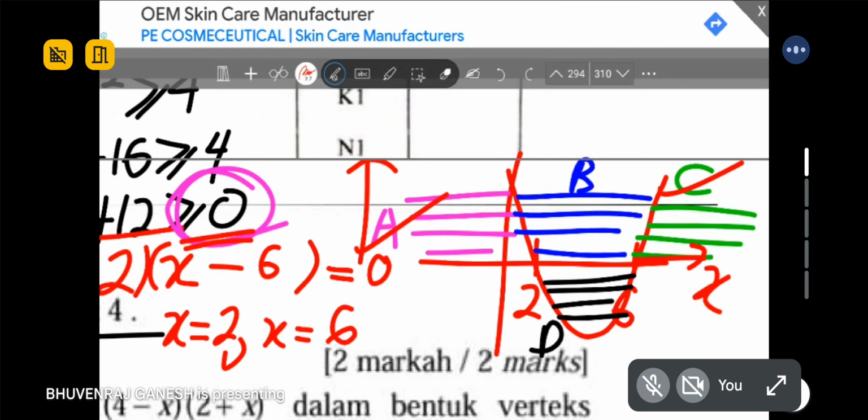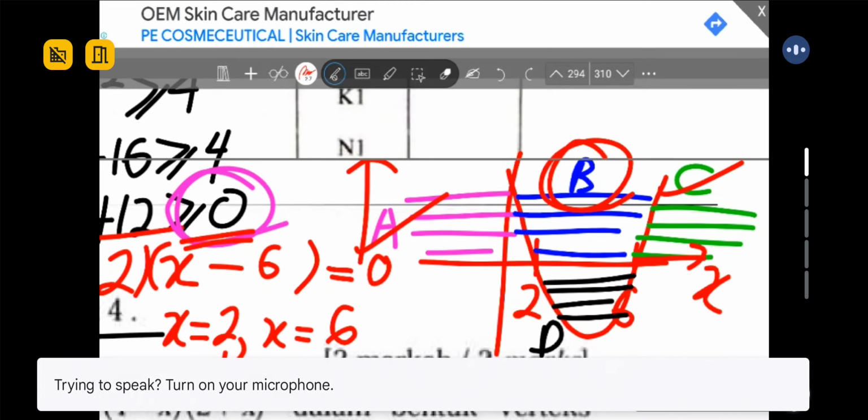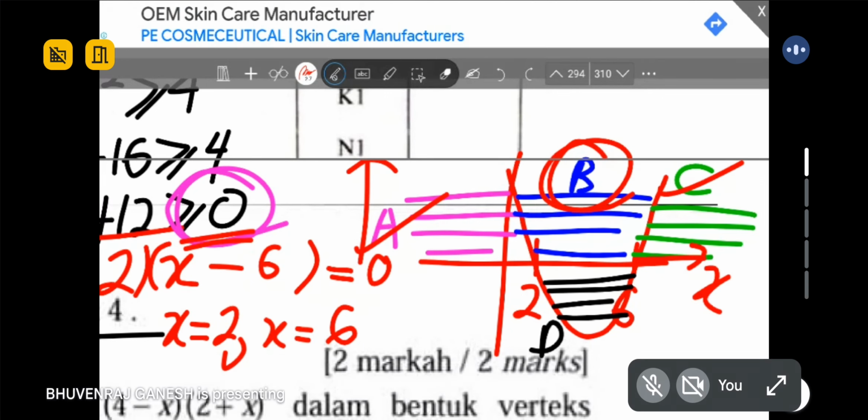It must be above. And then, why is B wrong, guys? Kenapa nilai B ni salah? B ke atas kan? Kenapa yang ni salah? Anyone? Why is B answer wrong? Kenapa jawapan B salah? Think and see. Cuba fikir.